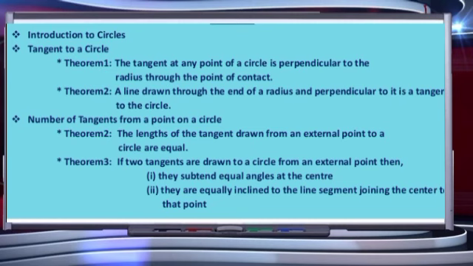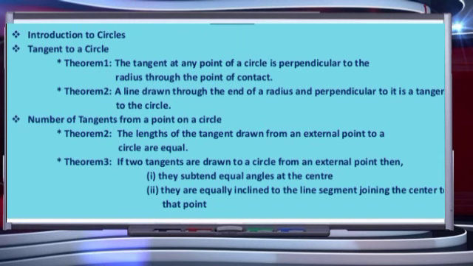In this chapter we are going to cover the following topics. First, the introduction to the circles. Then the second topic is tangent to a circle, in which we will be studying theorem 1, that is the tangent at any point to the circle is perpendicular to the radius through the point of contact. Second, a line drawn through the end of the radius and perpendicular to it is a tangent to the circle.